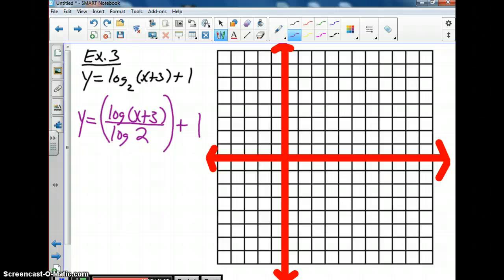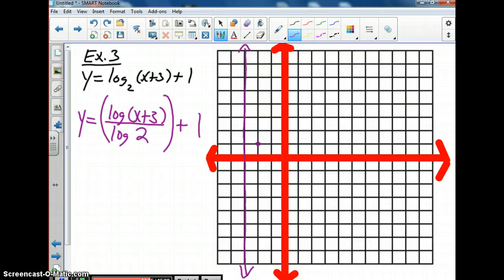Now, here we go. There's an asymptote. Where's the asymptote? If you don't know, go to the table and see where error shows up. So it's at -3. So 1, 2, 3. -3 is right here as your asymptote. Very good, it's correct. And at -2 I get 1.